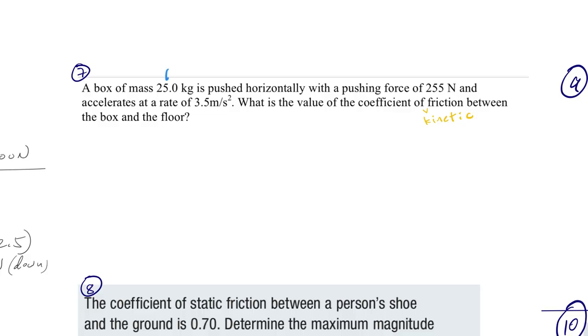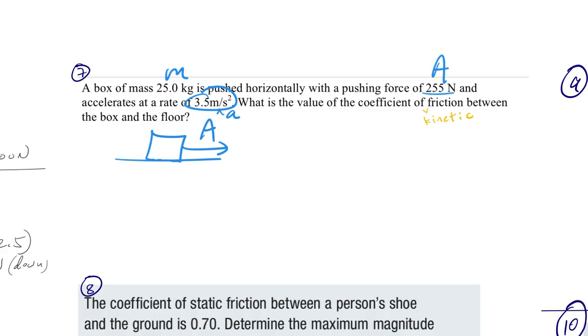A box of mass. Okay, here's the mass. Push horizontally, which I'll say to the right, of 255. Let's continue to just use symbols, so I don't have to write as much. So that's the applied force, the pushing force. So that's A, capital A. Acceleration is to the right, and it's positive. What is the value of the coefficient of kinetic friction between the box and the floor?